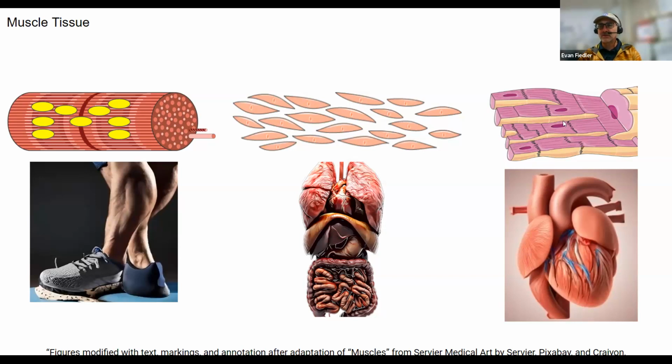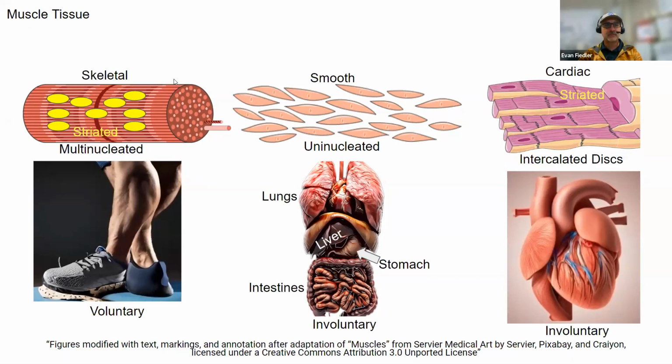Cardiac muscle, you don't see many nuclei here because cardiac muscle is also uninucleated, and it's only found in the heart, and it's involuntary. Let's take a look at the notes. So skeletal muscle, striated, multinucleated, voluntary. Smooth muscle, uninucleated. We see it in the lungs, we see it in the liver, in the stomach, in the intestines, involuntary. Cardiac muscle, it's also striated, it's uninucleated. Intercalated discs are the distinct characteristic found in the heart and involuntary.